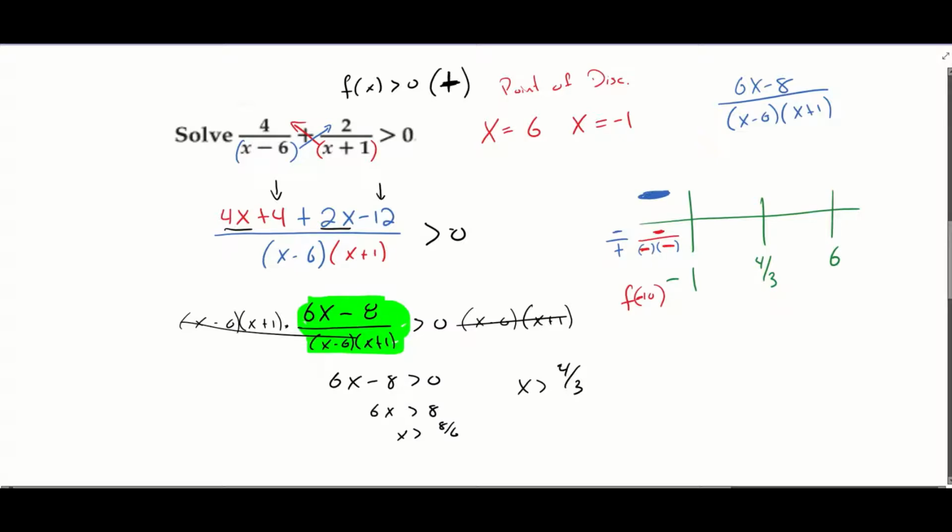Okay. Now we've got to choose a number between -1 and 4/3. Because we are going from a negative to a positive, 0 is somewhere between here. So I'm going to choose 0 just because it's the easiest, right? If I plug in 0 in here, all my x's go away, and I'm left with just the value. So the 6x goes away, I'm left with a -8. If I plug in 0 in here, I'm left with a -6, and I plug in 0 in here, I'm left with a +1.